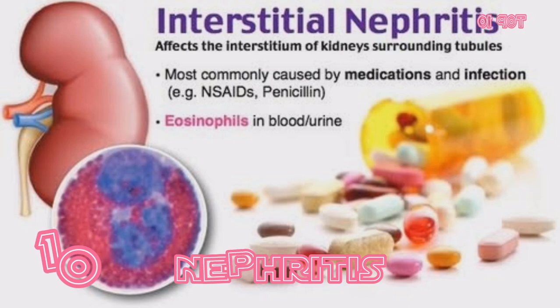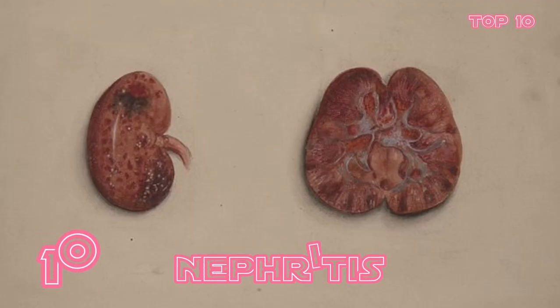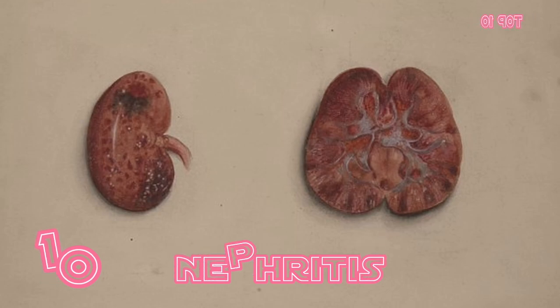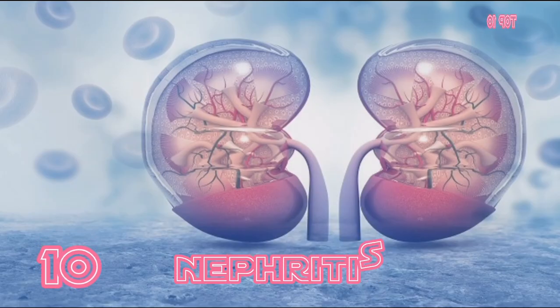9 in 10 nephritis patients are women. Acute glomerulonephritis forms after a sudden infection. This infection leads to the kidney stopping functioning. The patient thus leads to death.